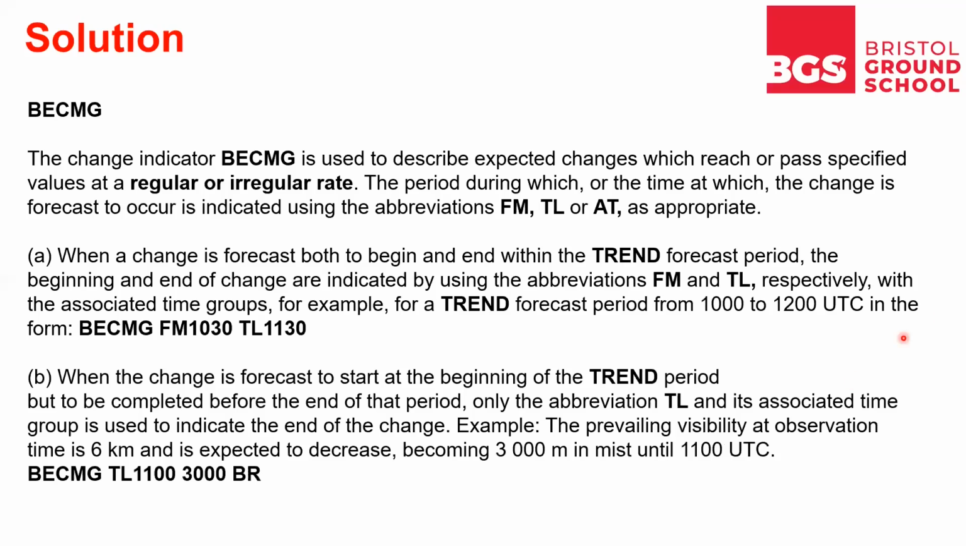When the change is forecast to start at the beginning of the quoted period, but to be completed before the end of that period, only the abbreviation TIL will be used. So for example, and this is the WMO's example, the prevailing visibility at the observation was 6 kilometers, but it's expected to decrease, becoming 3,000 meters or 3 kilometers in mist until 1100 UTC.